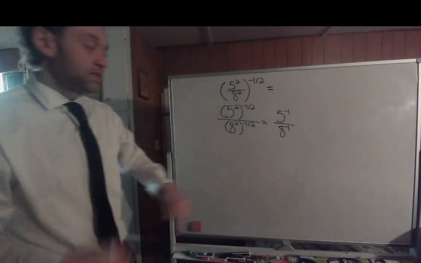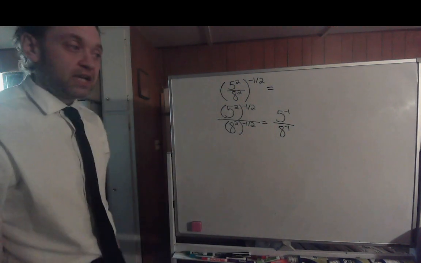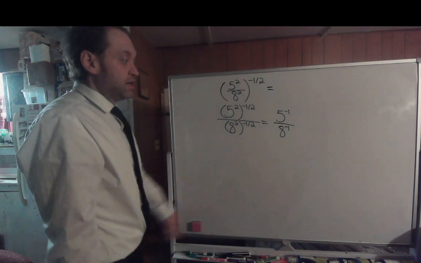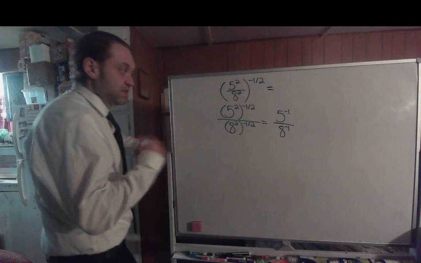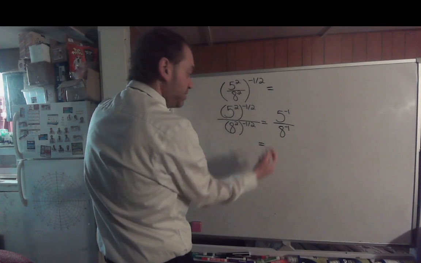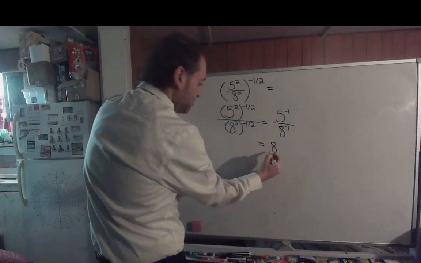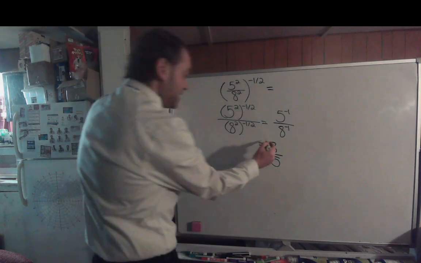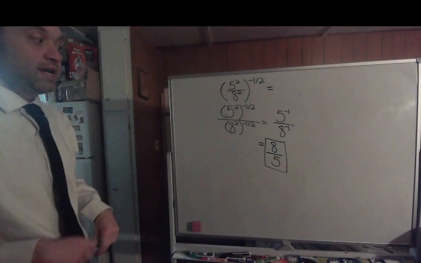Well, you notice then, in both the numerator and denominator, you have a negative 1 power, right? In order to simplify this, since they're both negative 1s, they're just going to switch places and become positive powers. So that 8 would go to the numerator and become a positive first power. That 5 would go to the denominator and become a positive first power. So literally, you're just going to get 8/5. That would be the answer.